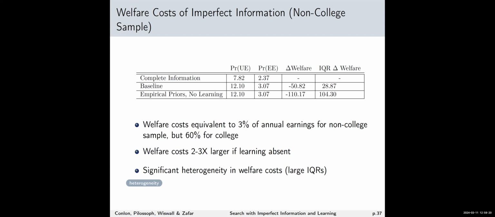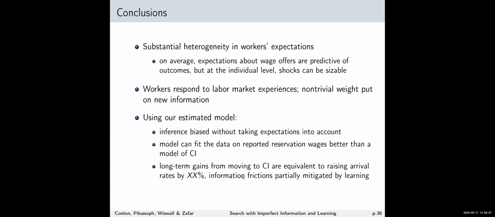But if you look at the college sample, it goes up to 60%. So it's actually quite large. People would be willing to pay a one-time payment equal to 60% of their annual earnings in order to have access to this perfect information. The welfare costs are larger naturally if learning is absent, because learning gets you towards the truth, even though it doesn't get you there with certainty. And we look at the heterogeneity in welfare costs. I don't want to go over my allotted time, so I'll conclude here and we can talk more if anyone's interested.